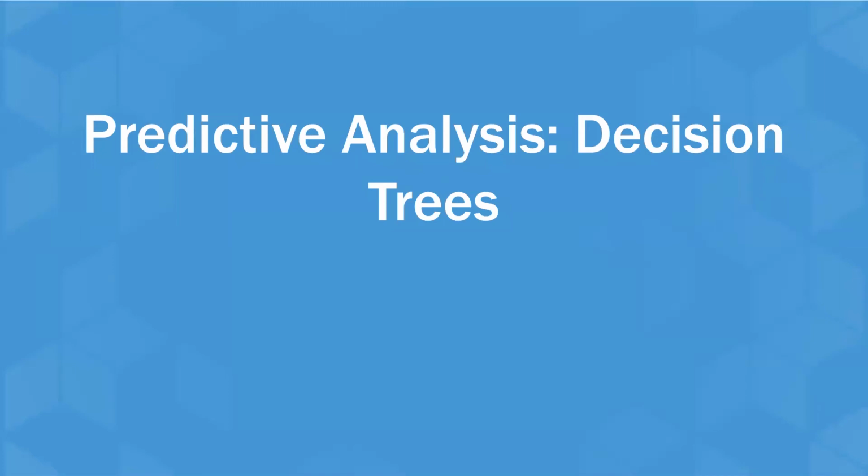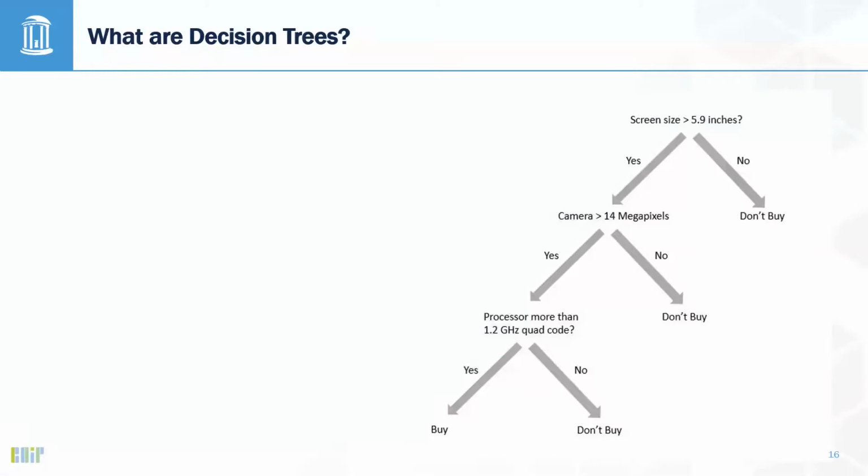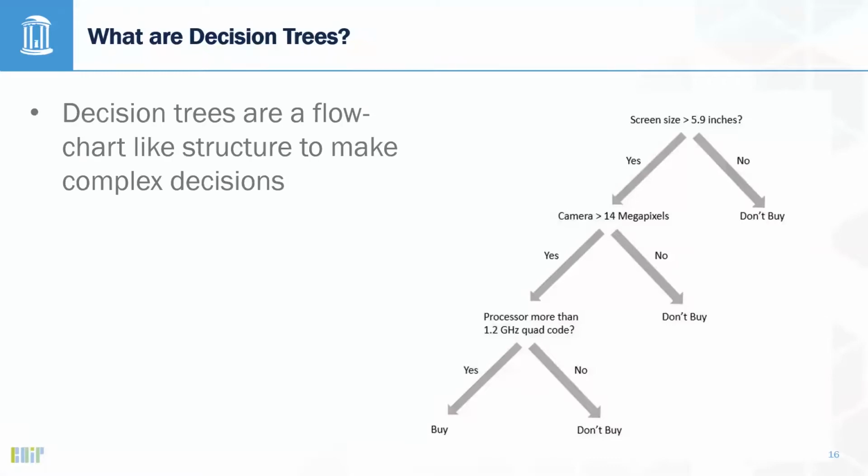The next predictive model we'll cover are called decision trees. Now, what are decision trees? Decision trees are models which make predictions using a flowchart-like structure or logic. It is very useful for breaking down a decision in detail.